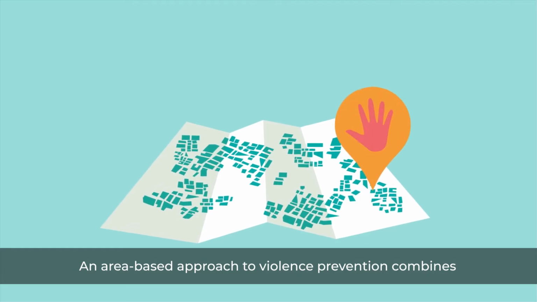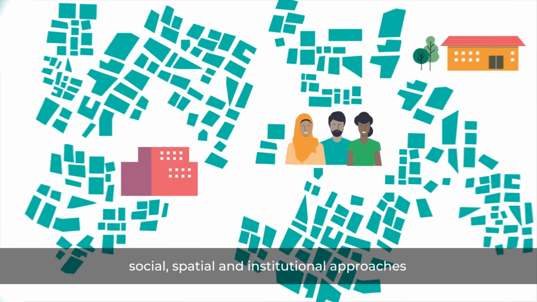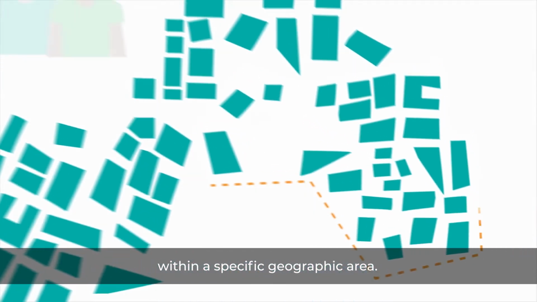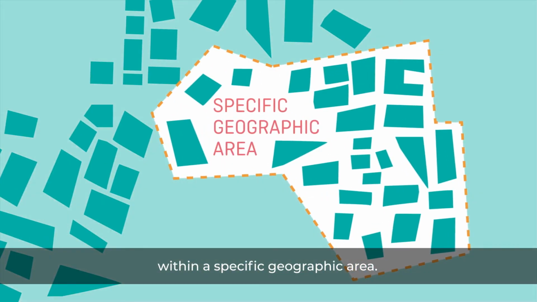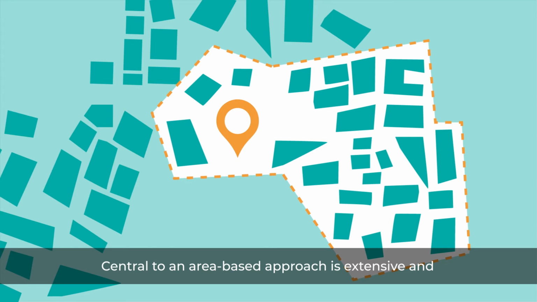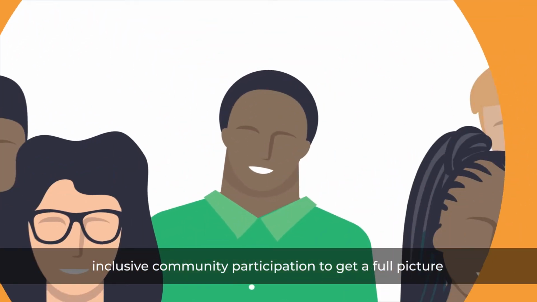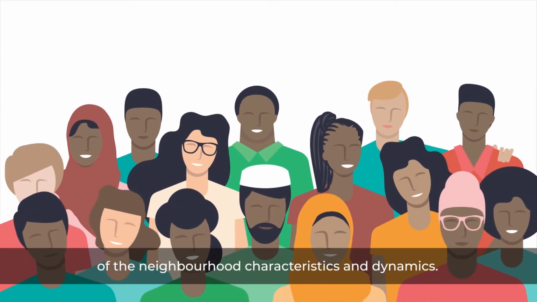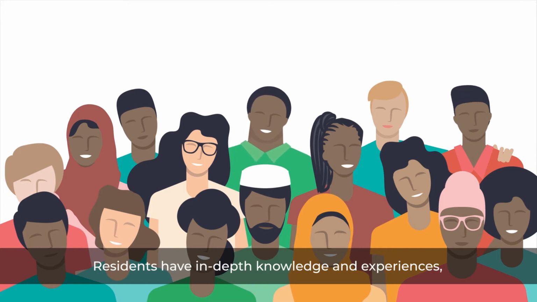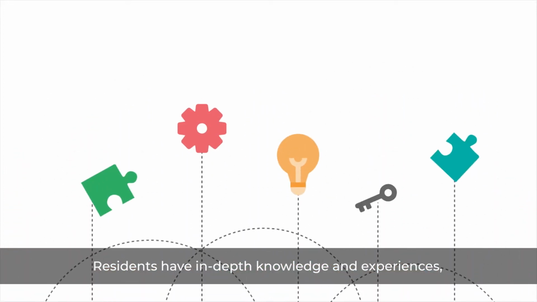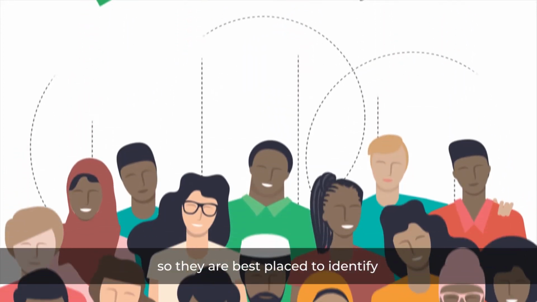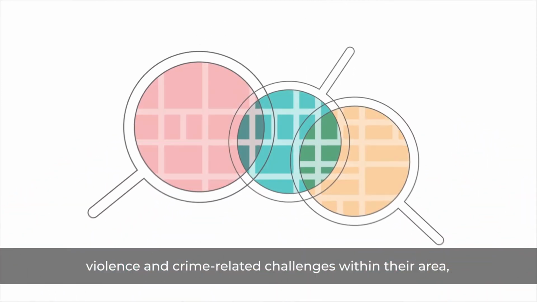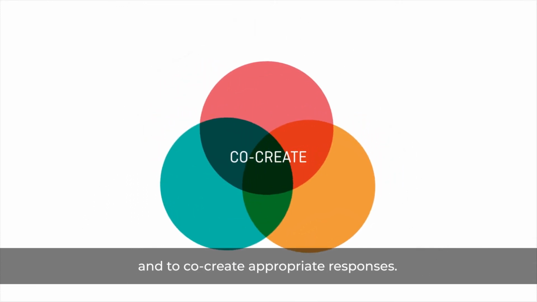An area-based approach to violence prevention combines social, spatial, and institutional approaches within a specific geographic area. Central to an area-based approach is extensive and inclusive community participation to get a full picture of the neighborhood characteristics and dynamics. Residents have in-depth knowledge and experiences, so they are best placed to identify violence and crime-related challenges within their area and to co-create appropriate responses.